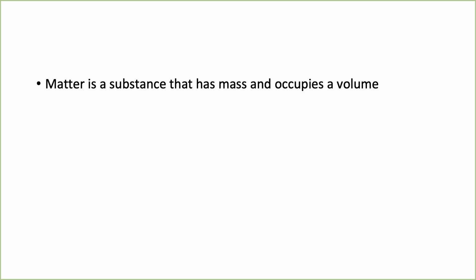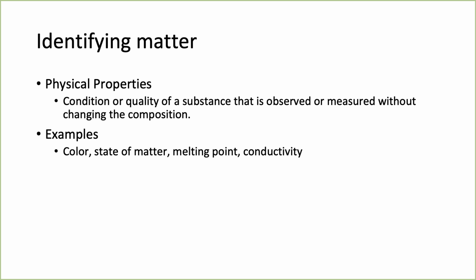So now we want to identify matter. How do we identify what we have? This is the way science works. We take measurements, we make observations. So when we have matter, we've got to identify it, and we do it first by physical properties. We do something to measure it, and we're not changing the composition. Whatever we do to the matter to measure it, we're not changing the composition.